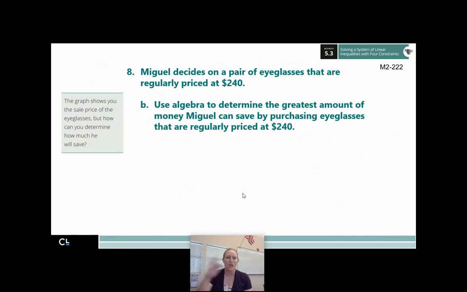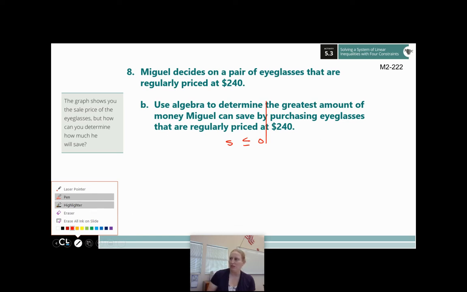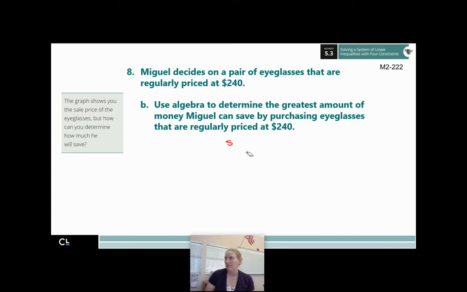Okay, so let's see if we can figure out the greatest amount he can get off. Remember we said that S had to be less than or equal to, what was that? Hang on, I'm going to fix it. We're going to do a little bit of math here. We're going to substitute in because, of course, the best deal is getting that 75% off. So S is less than 0.25 R, and we're seeing that R is 240. So I'm going to plug in that 240, and then I'm going to grab a calculator.